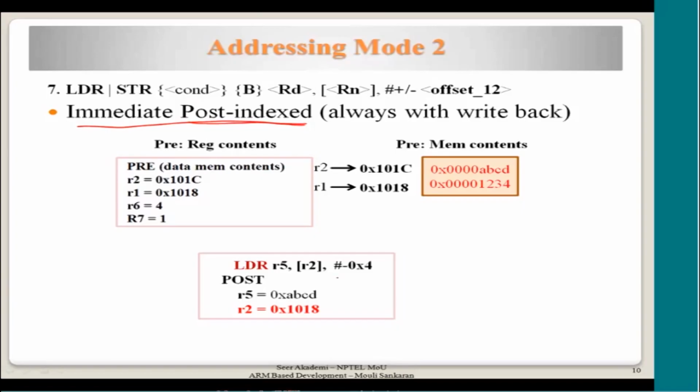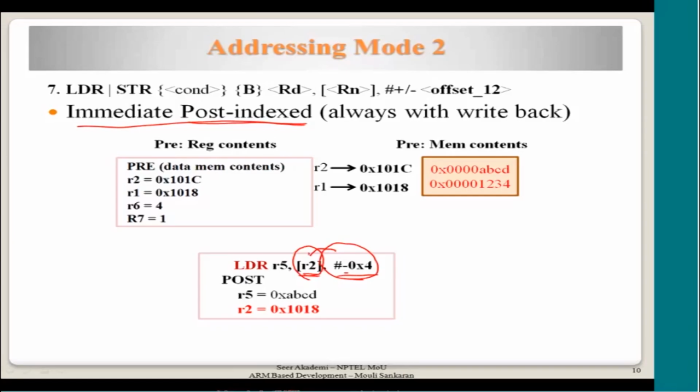So here, see, this R2 is just sitting there. This is the immediate constant. I want to subtract, but I have moved this out of the square bracket. So what does it mean? I want the processor to use the current value in R2 to access the memory, and then subtract #4 from that address and load it into R2. That is why it's called post index. It is done after the access is done.